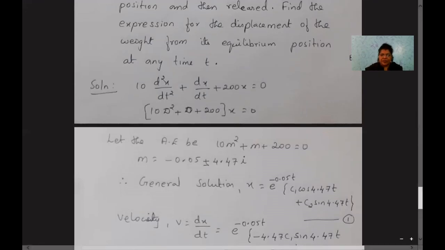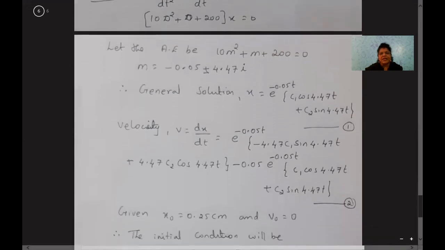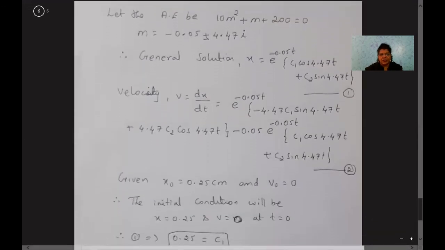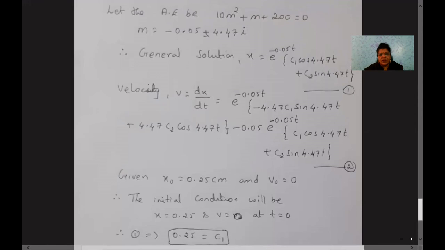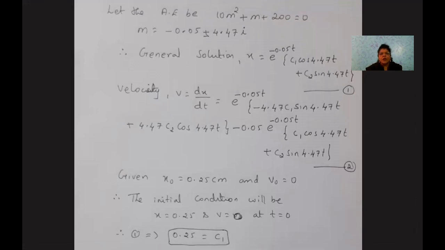Now I am finding the velocity. Why we need to find velocity? To use the initial condition. That is velocity v is equal to dx by dt. Let me differentiate equation 1 with respect to t. We obtain the equation number 2.